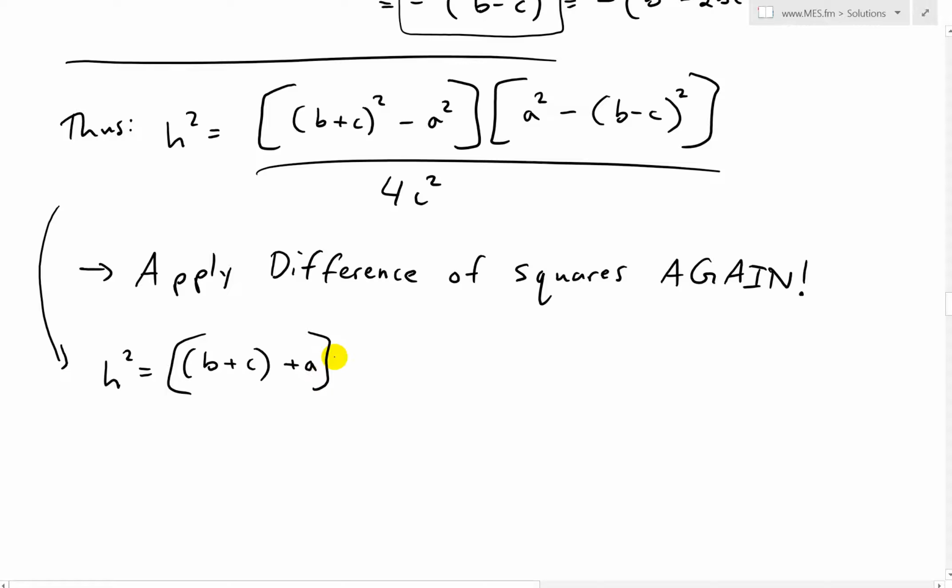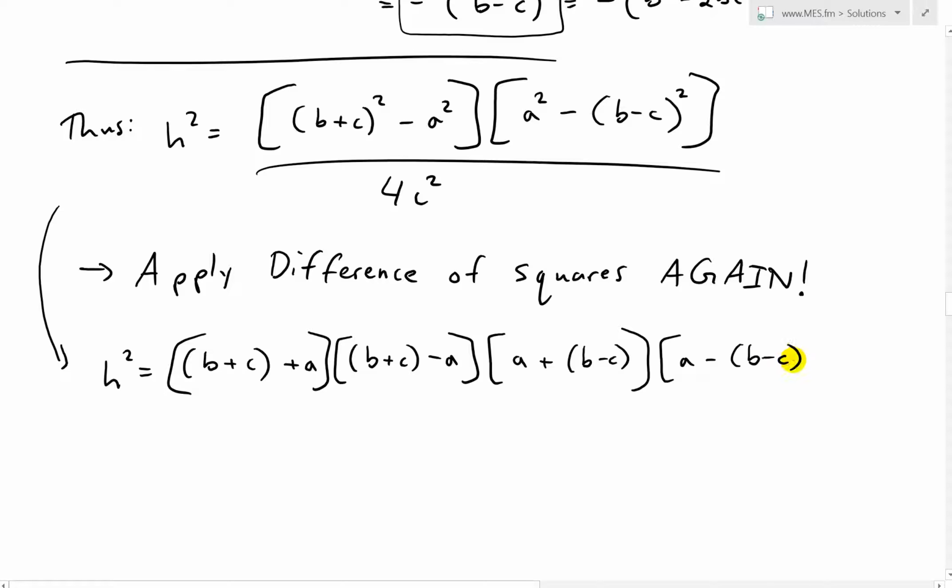So b plus c plus a, then multiplied by b plus c minus a, that's the first one. Now the second one here, we're going to have a plus b minus c, like that, and then a minus b minus c, like that. And this is all divided by 4c squared.